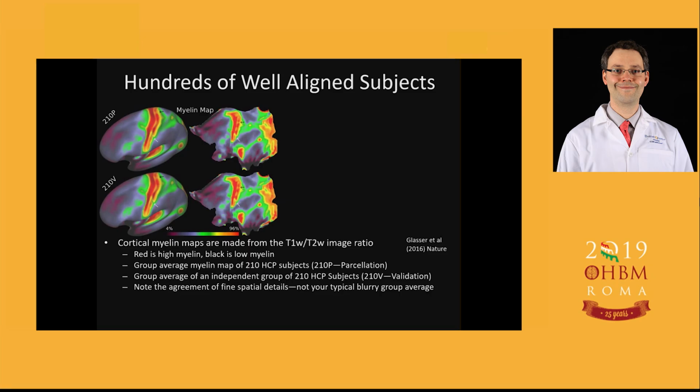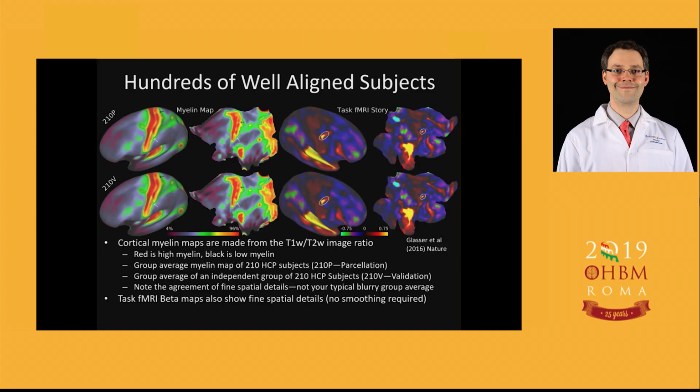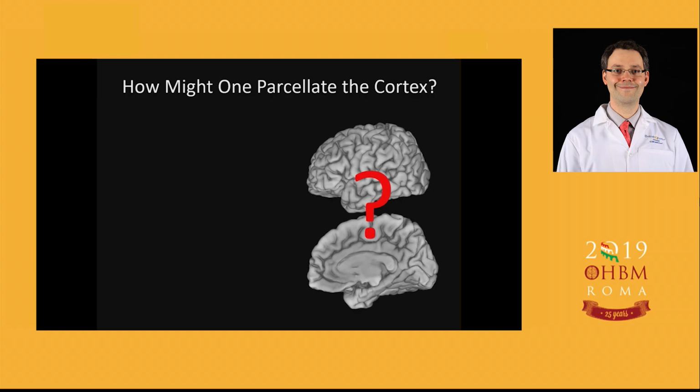And so this is not your typical blurry average, and Dan, who'll be talking later, has actually written a whole paper on these variations in myelin mapping. Task fMRI maps can show the same fine spatial details if you don't smooth them. Here we have the same group average maps for a story task, and we can see this little hotspot here. We'll talk more about this area 55B in later slides, but it's very highly reproducible. And the correlations of these group maps across these 2 independent groups of subjects are really, really high. They're quite close to 1 for myelin, task, and resting state, even though I don't show it. So how do I turn this data into a cortical parcellation?